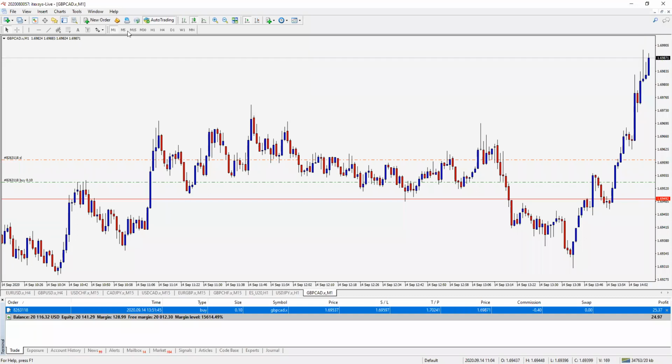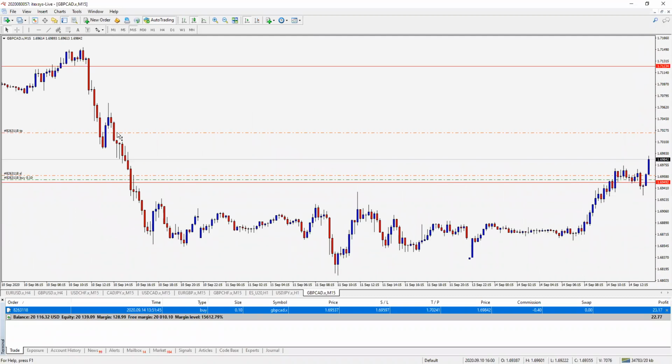So let's keep following this one. Somewhere here will be the target, at least for now. We'll keep following this one. All right.